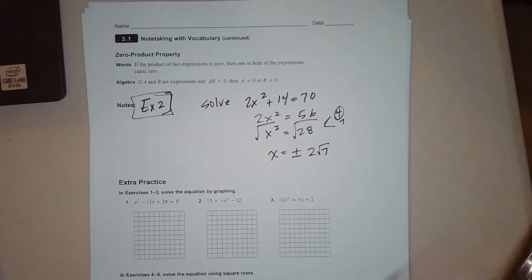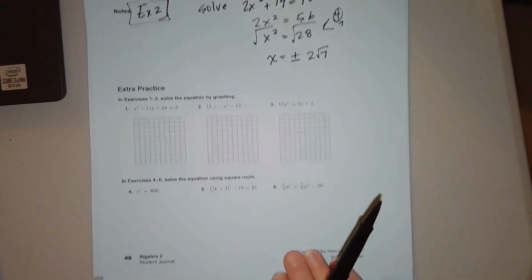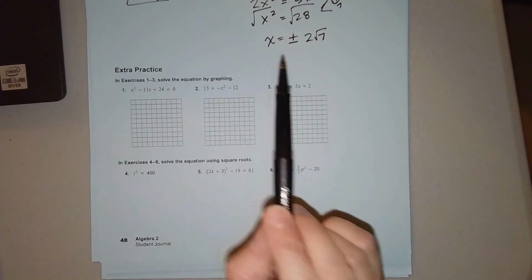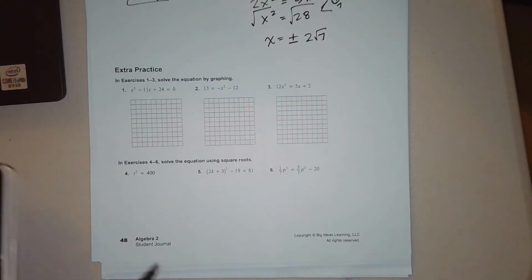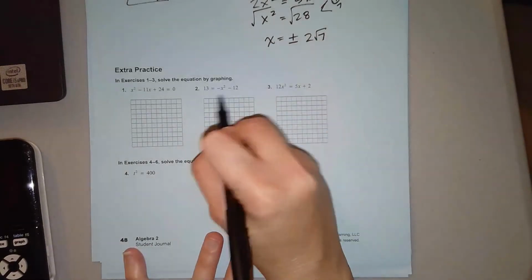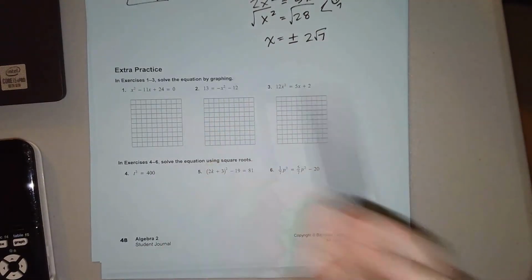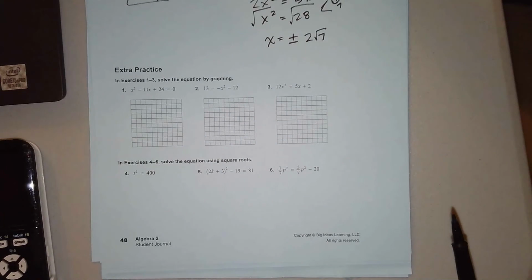Let's go ahead and try a couple examples. So on your paper, it says solve by graphing. I don't think we need to do a ton of these, but let me go ahead and show you kind of what I would do here. So if you notice, this one asks you to solve by graphing. So if you're asked to solve by graphing, then you should solve by graphing.